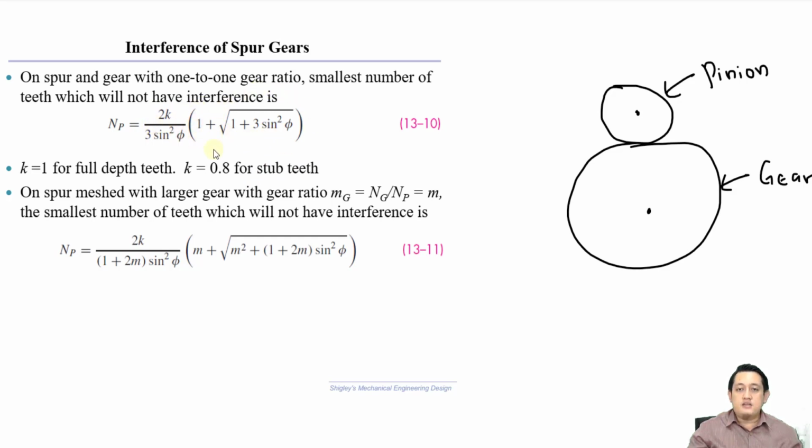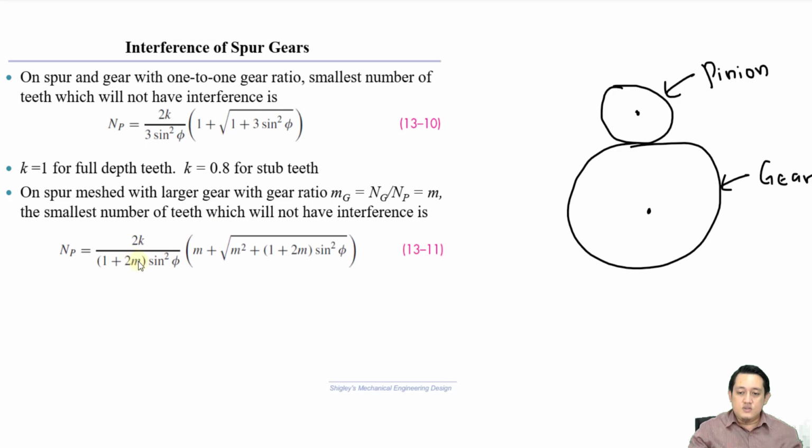Okay, and then the second situation, on spur meshed with larger gear. This is a pinion and this is a gear here with gear ratio mg equals ng over np, or we can simply write it down as m, but don't be confused. This m here is not module. This m here represents mg, gear ratio. Okay, so the smallest number of teeth which will not have interference is this one, in this equation.